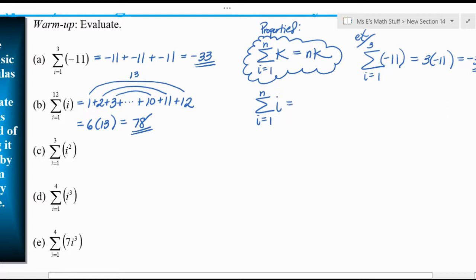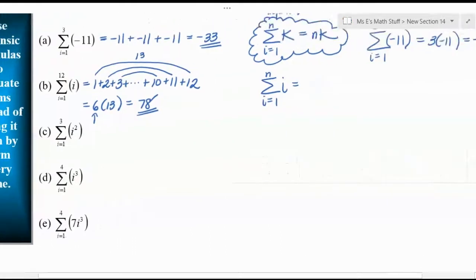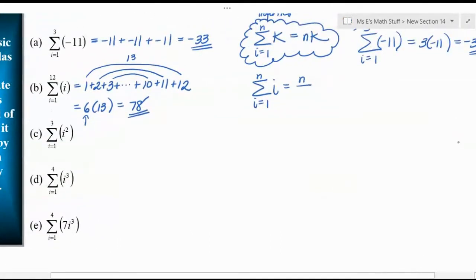So let's do some metacognition on how we got the 6 times 13 over here. The 6 was the number of terms divided by 2. So in general, you would just take your number of terms and divide by 2. And then the 13 was just your first term, which in this case would always be 1, and then adding 12, which was your last term. And so in general, that would just be 1 plus n, like so.